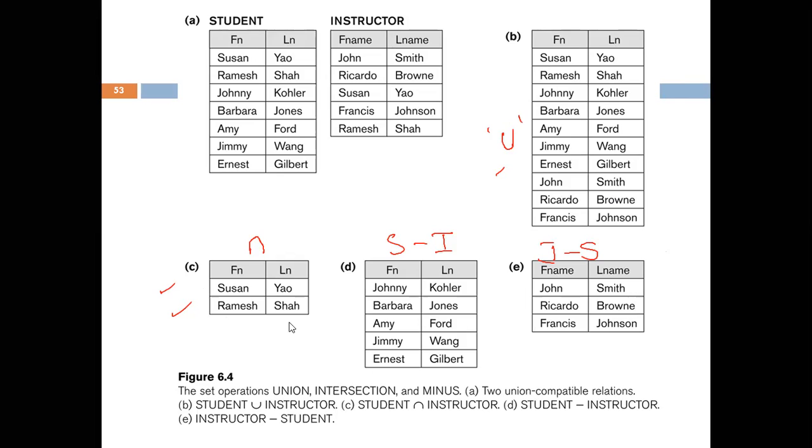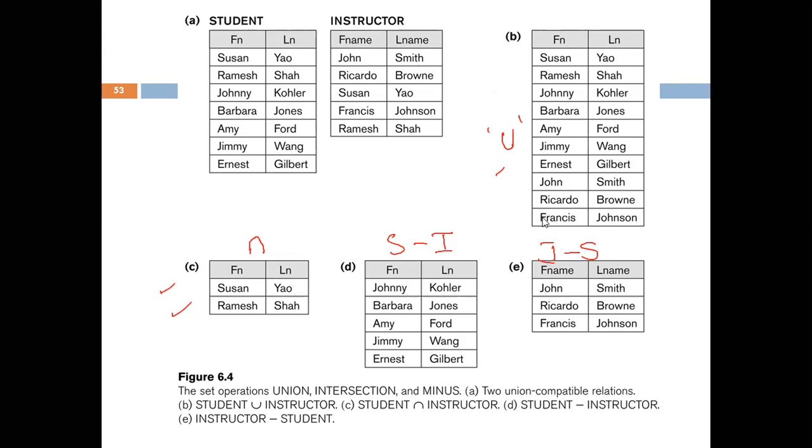Then in the intersection, only two entries will be possible because only two tuples are present in both the tables. Whereas in difference, it will retain all the student entries, but they should not be present in the instructor. Those two entries are Sushan and Ramesh, so they will not be present over here. Whereas in instructor minus student, all the entries from the instructor will be present, and those two which are present in the student will be removed.